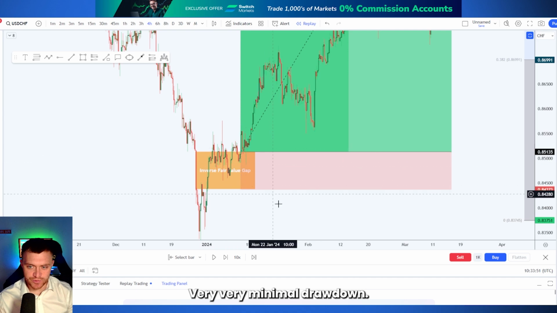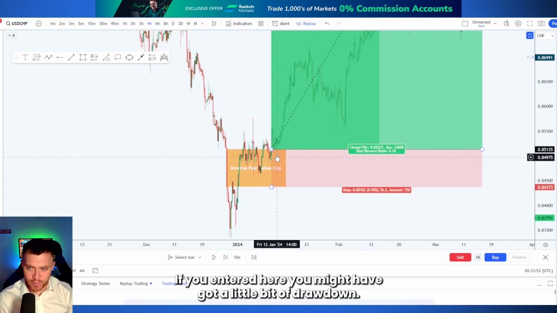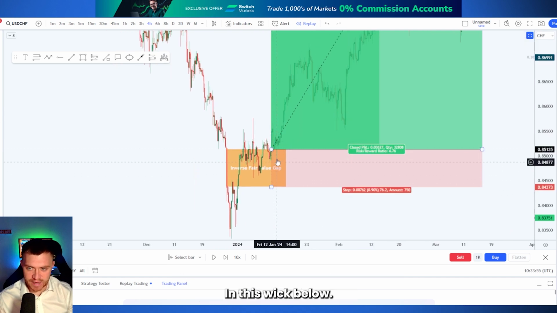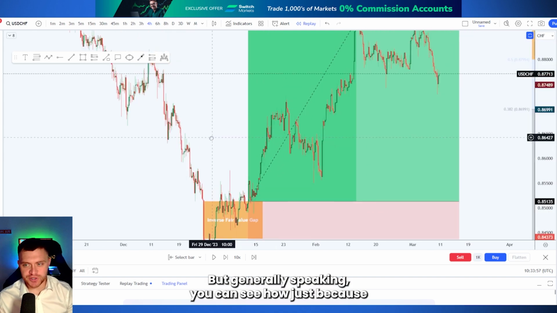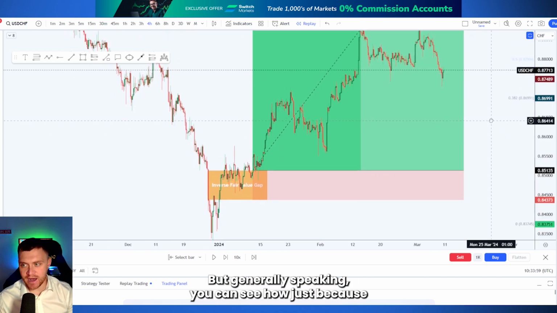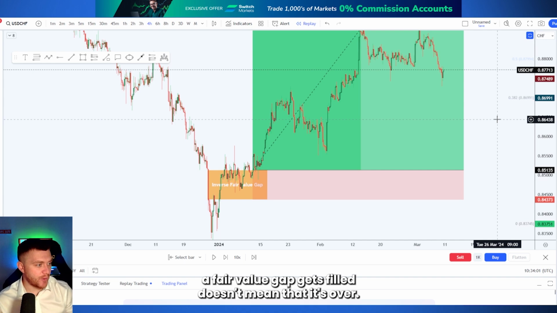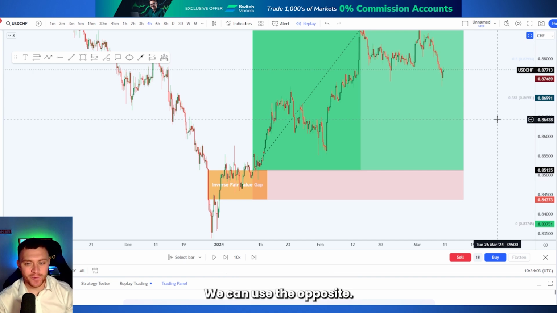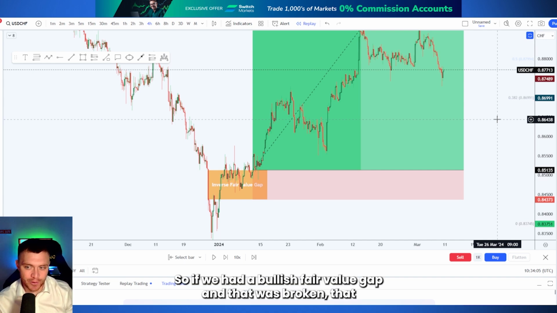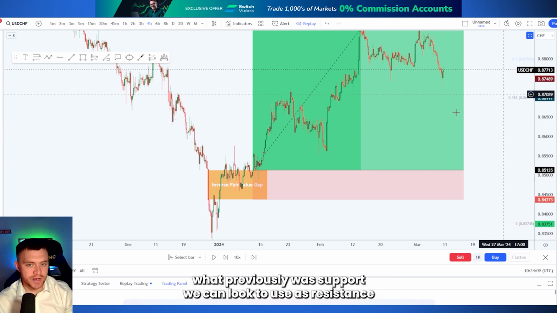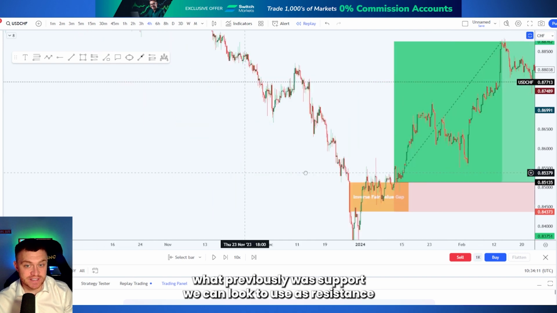More importantly, we managed to get a 4 or 5 to 1 risk reward trade with very, very minimal drawdown. If you entered here, you may have got a little bit of drawdown in this wick below, but generally speaking, you can see how just because a fair value gap gets filled doesn't mean that it's over. We can use the opposite. So if we had a bullish fair value gap and that was broken, what previously was support, we can look to use as resistance.